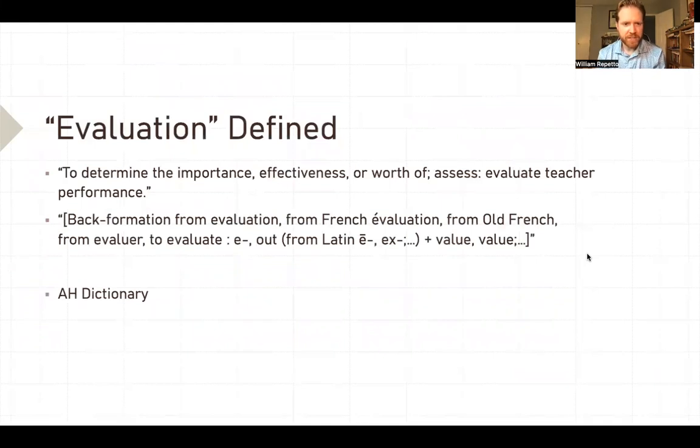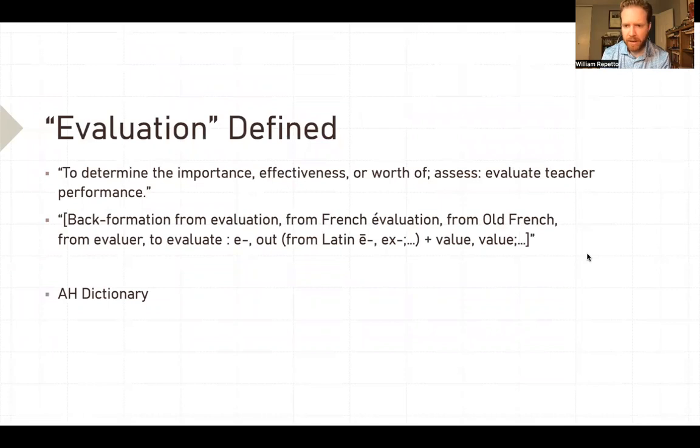I wanted to start off by just defining evaluation itself. And this is all from the American Heritage Dictionary. They say evaluation is to determine the importance, effectiveness, or worth of; assess. And an example would be evaluate teacher performance, as you all often do at the end of semesters.